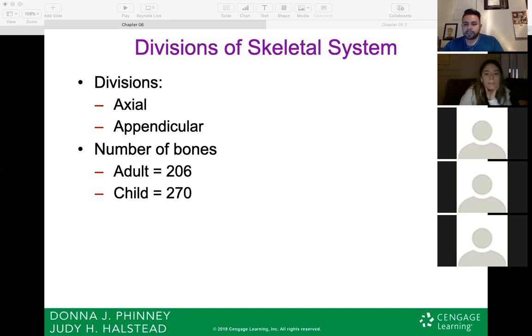The appendicular skeleton includes the bones of the upper and lower extremities, such as the arms, the legs, the shoulders, and the hips. So the appendicular skeleton is connected to the axial skeleton. You can think of the axial skeleton like a hub that all the rest of the body parts are connected to. And in the adult body, there are 206 bones. Children actually have 270 bones. Kind of a cool fact.